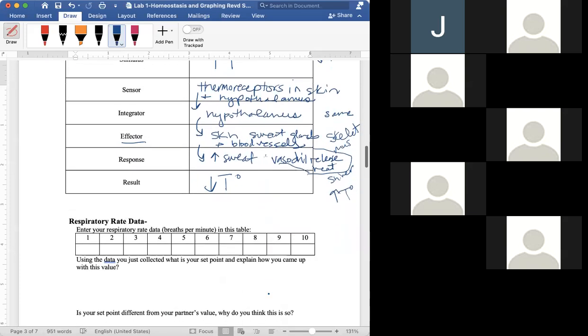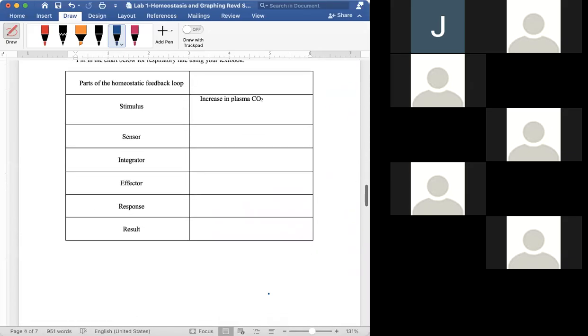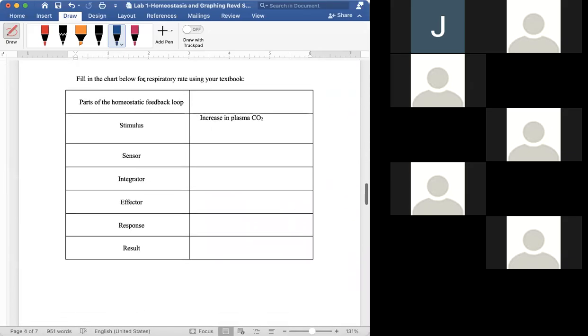Good. Okay, let's go to respiratory rate. So this one is a tough one. I will tell you that I don't ask this on the first exam. I usually ask it on the second exam, the lab exam, because it's hard for this one to stick with students.